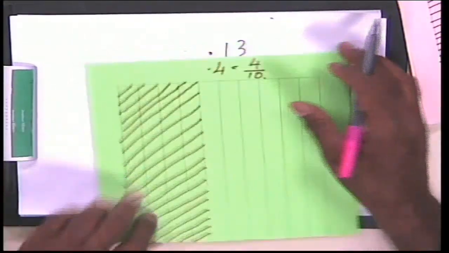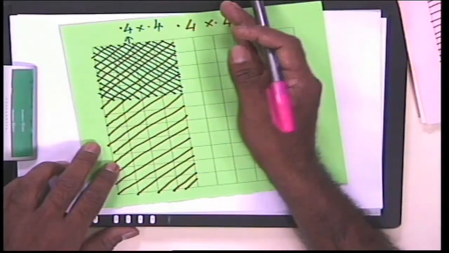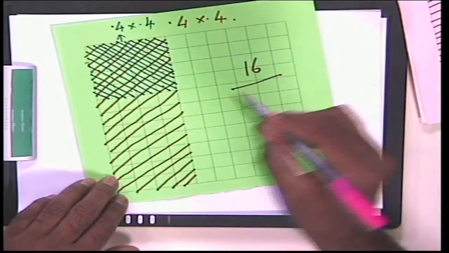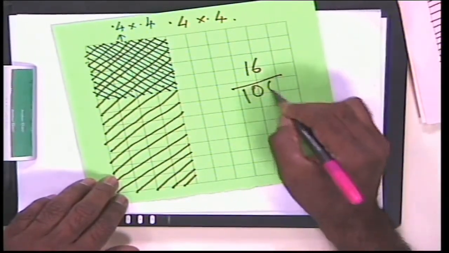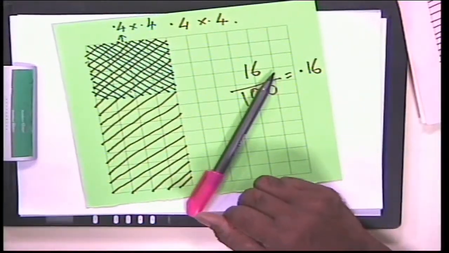Suppose you are multiplying 0.4 into 0.4. First you need to represent 0.4, that is 4 equal parts. Then 0.4 part of 0.4 means you again divide into 10 equal parts, of which 4 parts are taken. That 4 double shaded part you count: 1, 2, 3, 4, 5, 6, 7, 8, 9, 10, 11, 12, 13, 14, 15, 16 parts are double shaded, and this 16 part is out of 100, and that is equal to 0.16.